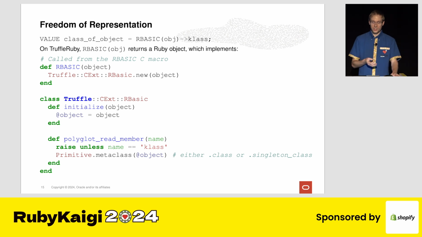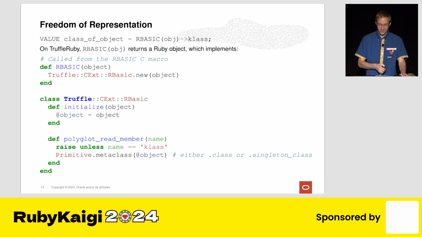We see this RBasic macro calls this RBasic method. And this RBasic method just returns a Ruby object, which is kind of crazy, right? It's supposed to return a struct, but it returns a Ruby object. And this Ruby object is fairly simple, and the one thing it does is implement this polyglot read member, and that's what will actually happen when I read the class, like in the previous code at the top of the slide.